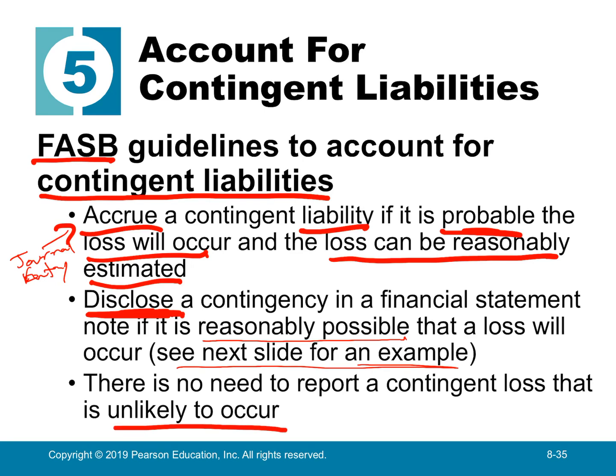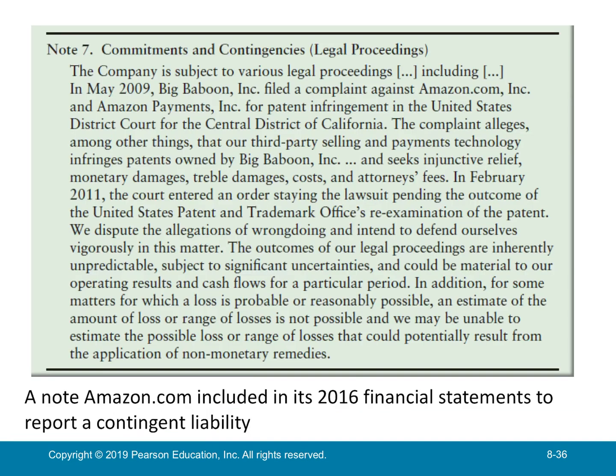If something is unlikely to occur, don't put anything down. There's no need to report it. Don't put it in the footnotes. You don't want to make messes. There's a difference between something being likely to happen or could reasonably happen and something that's unlikely to occur. But again, it is a judgment call.